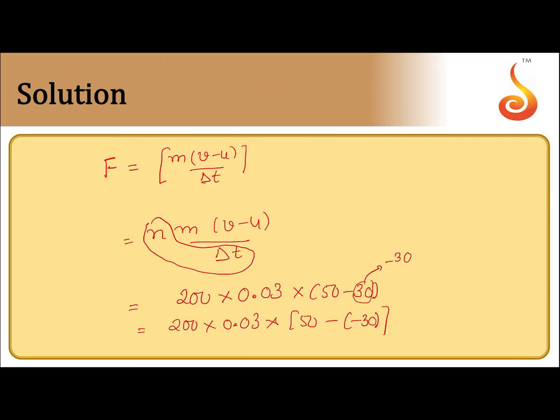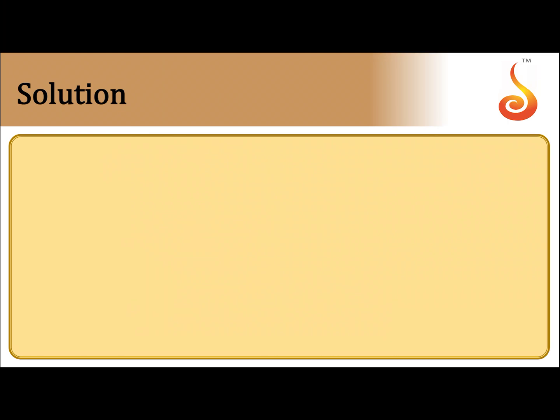Why so? It's because the bullets are traveling along this direction. They are striking the plate and they are returning. So initial velocity is along this direction, final velocity is in the opposite direction. So let us simplify this. This becomes, how much is that? 200 × 0.03 × (50 + 30). Is that correct? Yes.